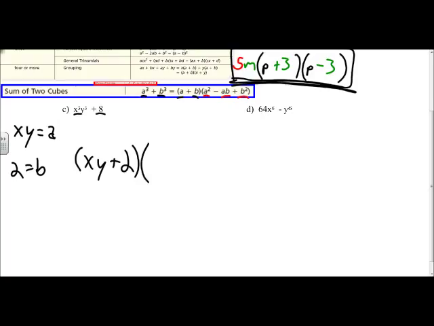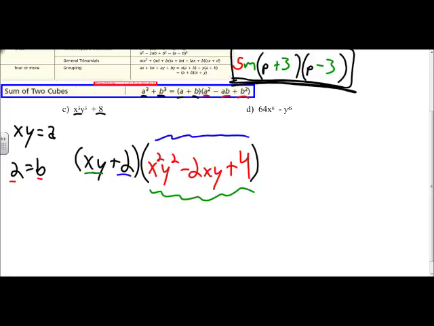And then it looks like we need a squared, so xy, each of those squared, minus ab, so it would be 2xy, that's a times b, plus b squared, which if b was 2, 2 squared would be 4. So this would be our factor. And again, to check, it's going to be similar to foiling. It's basically just going to be a double distribution. We're going to have to go xy times everything in our second one here. And then we're going to have to go 2 times everything inside here.